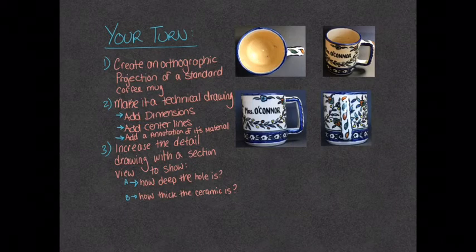To increase its detail and make a detailed drawing as best as we can, you're going to create a section view of your coffee mug to show how deep the hole is and how thick the ceramic is. Now, to show this, it's not only going to be used with section lines, you're also going to have to dimension it. Keep that in mind. All right, good luck. Let's see what you got.